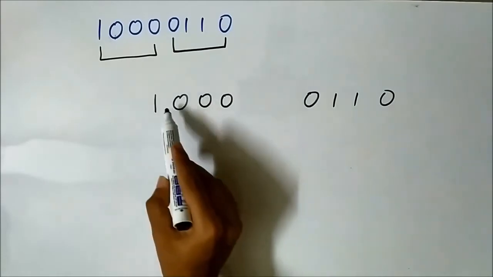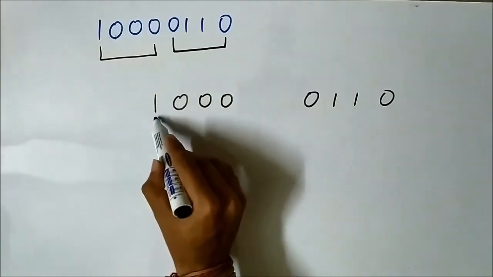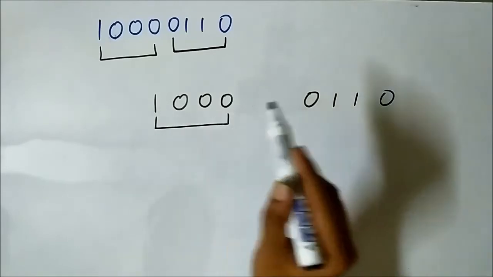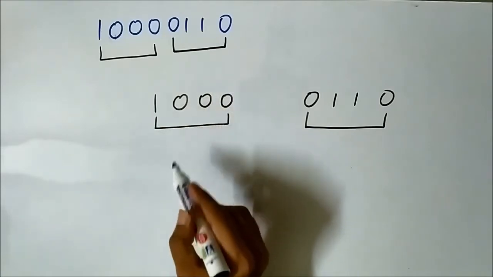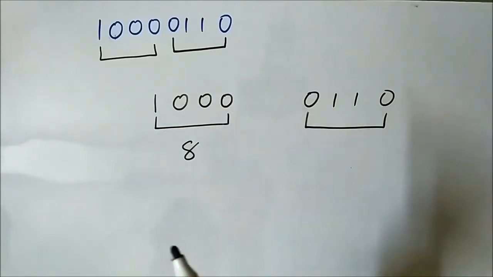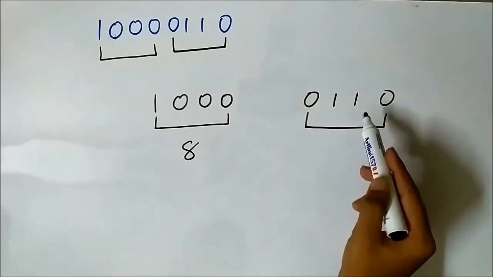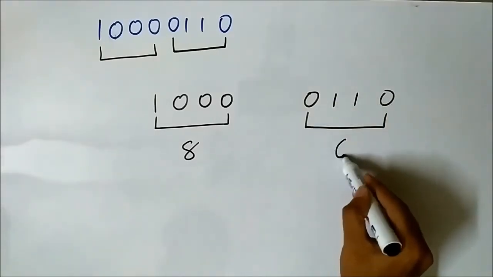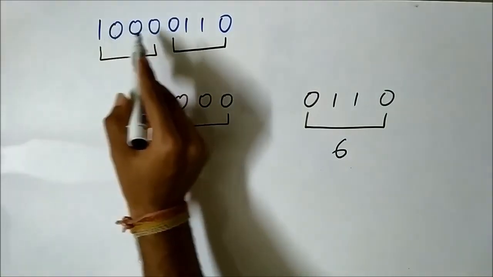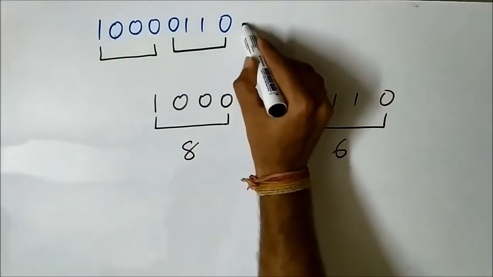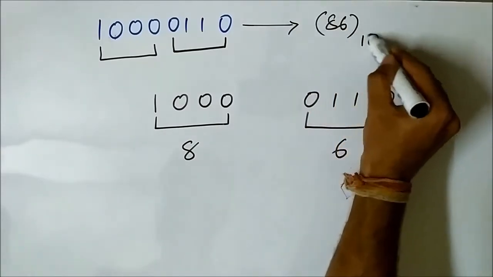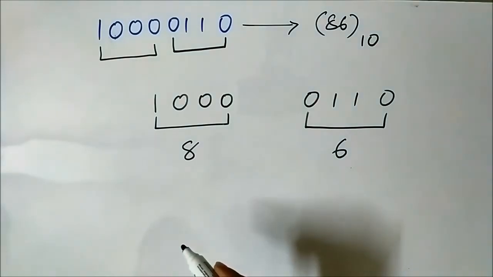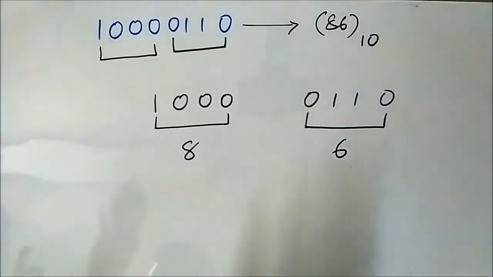Now we have to convert each of these 4-bit binary numbers into their equivalent decimal form. This is the binary representation of the decimal number 8. This is the binary representation of the decimal number 6. So this BCD code, if we convert it into decimal, is actually 86.